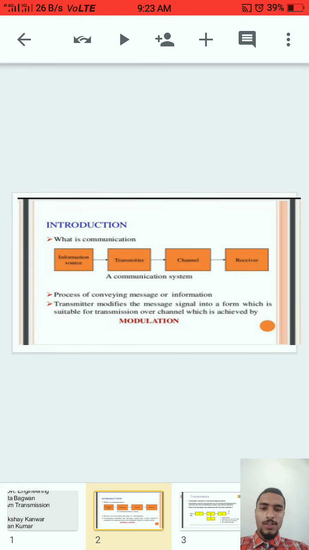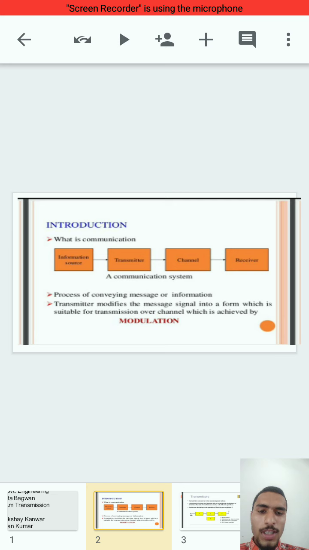Introduction: what is communication? Communication is the transfer of a message from one person to another. It has a source and a destination. It is the process of conveying a message or information. The transmitter modifies the message signal into a form suitable for transmission over the channel. A communication system consists of an information source, transmitter, channel, and receiver.